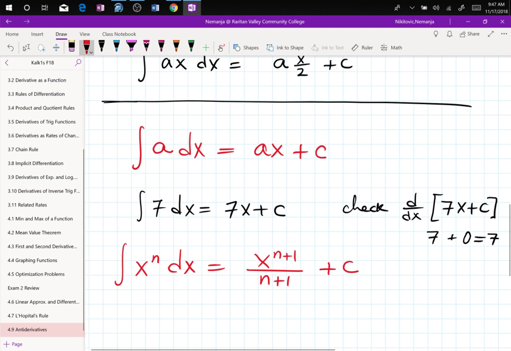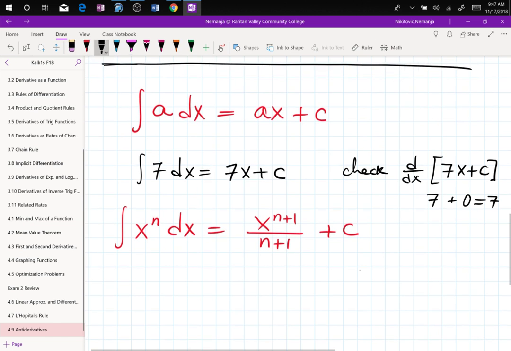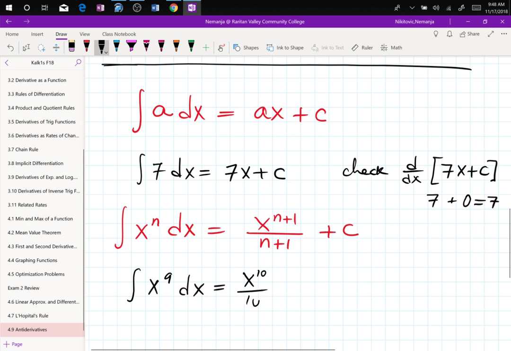We know that for derivatives you subtract 1. Well, it should be common sense that for integrals you add 1 because you're going the other way. So, the examples in this category. The integral of x to the 9 dx would be x to the 10 divided by 10 plus c. You can take the derivative to check. The 10 would drop down and cancel the denominator, and you just have x to the 9. So it's good.